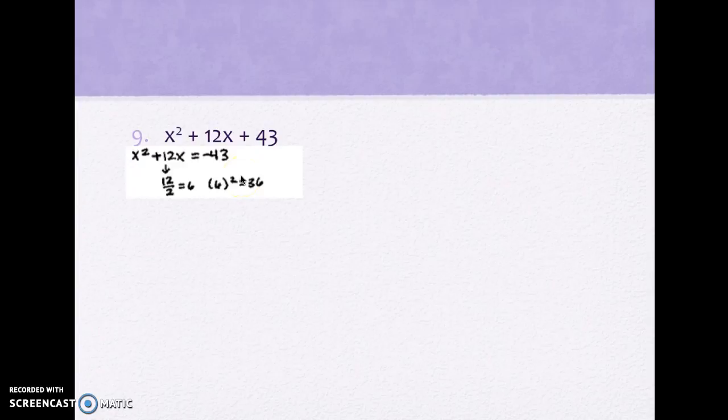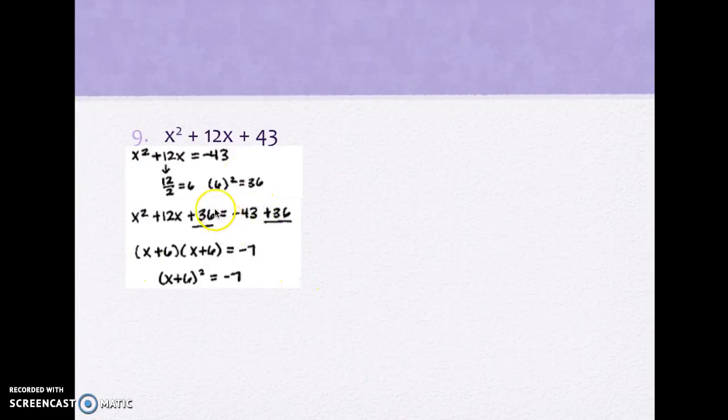So now we're creating the perfect square. Of our equation, we're going to add 36 to both sides. So we get x squared plus 12x plus 36 equals negative 43 plus 36. Knowing how to find the perfect square is something that's going to follow you through algebra. So it's very important that you maybe replay this part a few times, kind of drill it into your brain, because it's something that's going to follow you, okay?